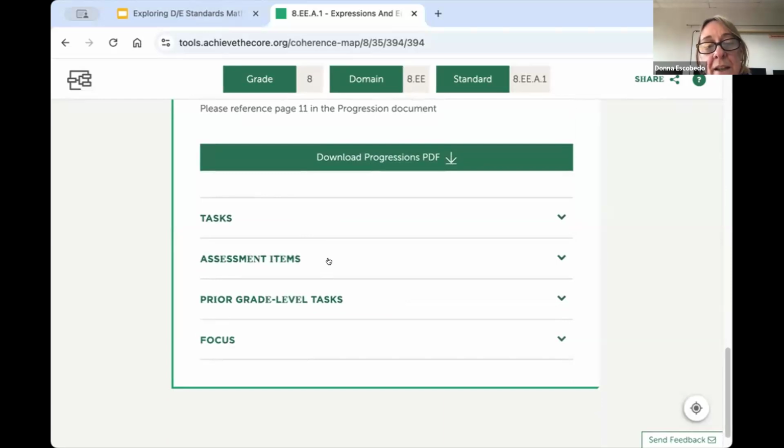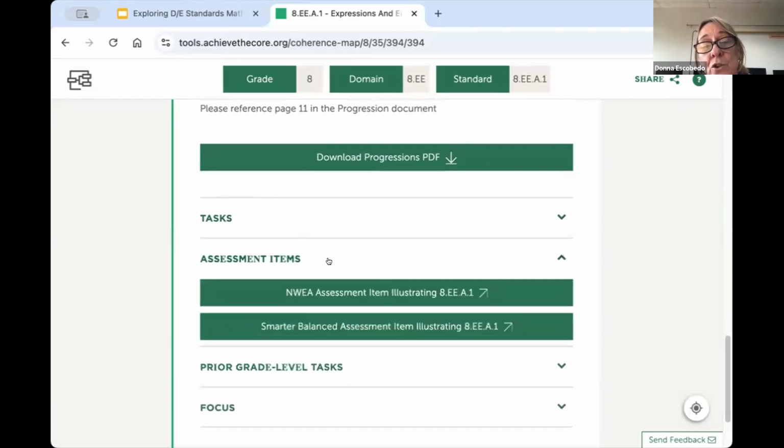Also within here, some assessment items. So like some test type questions. So some samples of those.